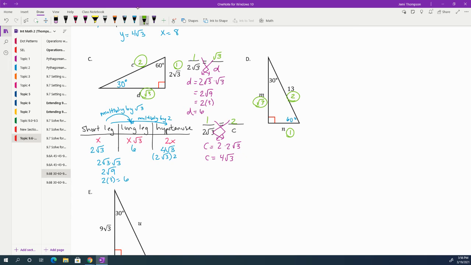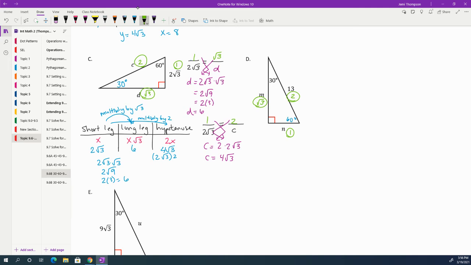Now, when you have an assessment, know that these two sections are going to mix, right? So the last section was 45, 45, 90. This is 30, 60, 90. So before you start writing things on your triangle or in your table, you've got to assess what kind of triangle you have, right? They operate differently.